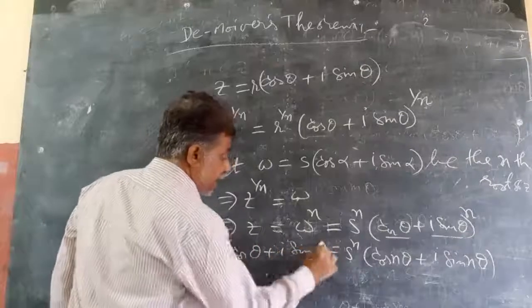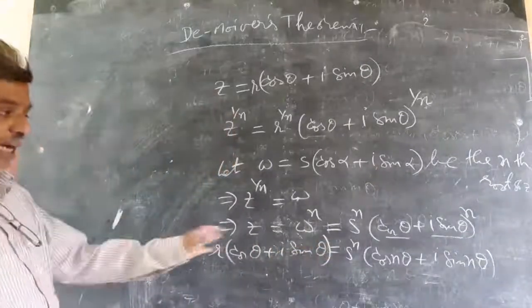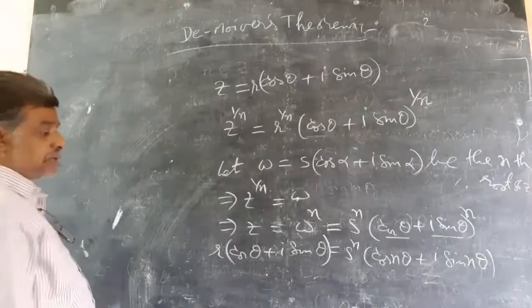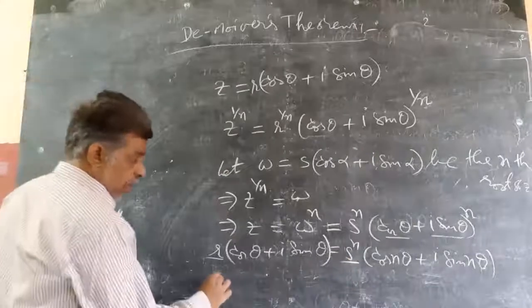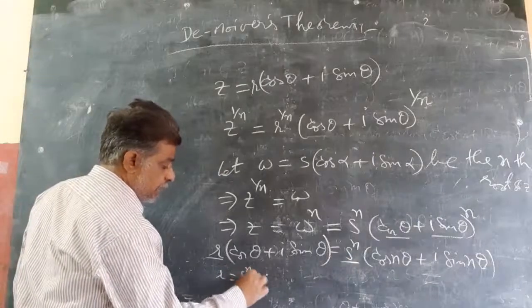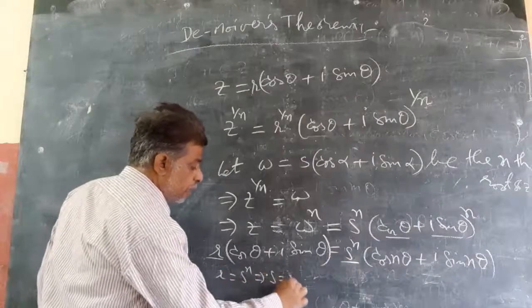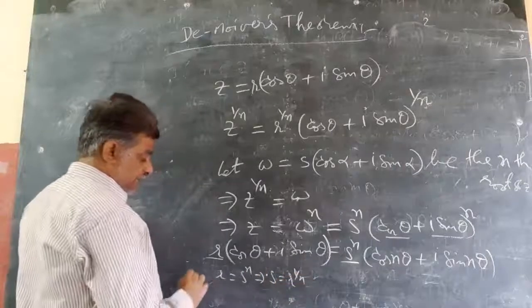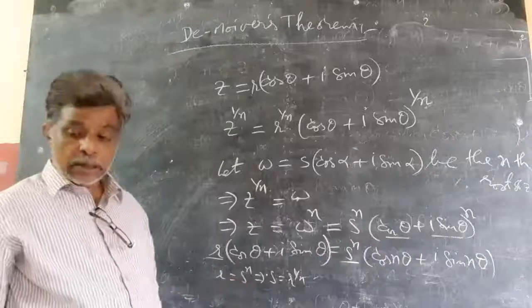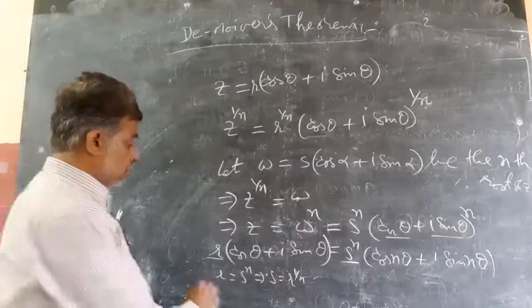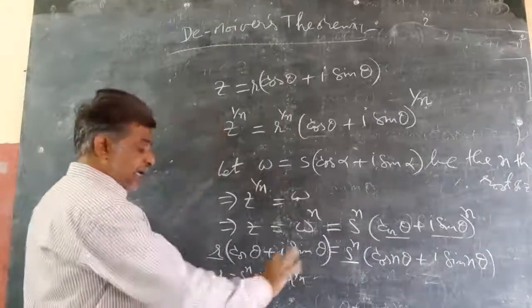Now comparing like terms, what do you get? The modulus part is this: r is equal to s power n, or s equal to r power 1 by n, doesn't matter. Let this be equal to 1. Let r equal to s equal to 1. Or you can write it like this aside.